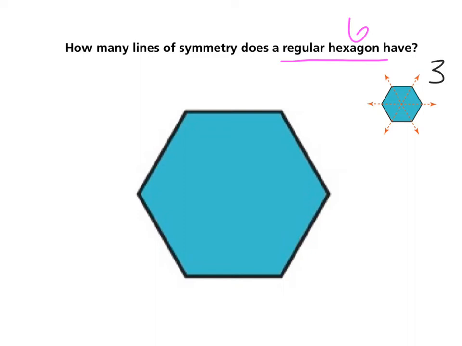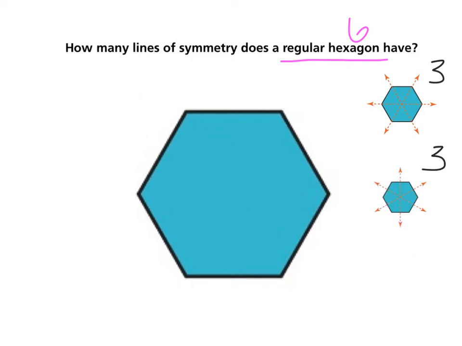Now I could also go through the midpoint of each opposite side. So I could go this way. That's 1. That's 2. And that's 3. Again, those lines of symmetry would map the figure onto itself. So I have 3 more lines of symmetry. Now in total, I have 6.